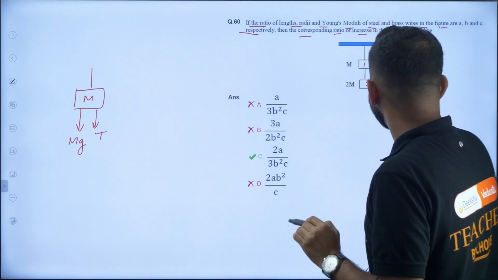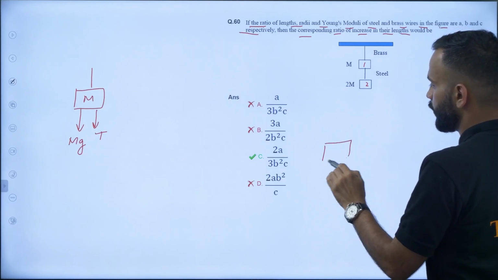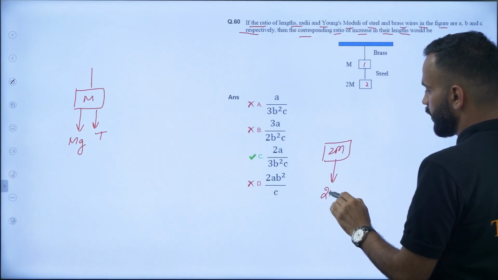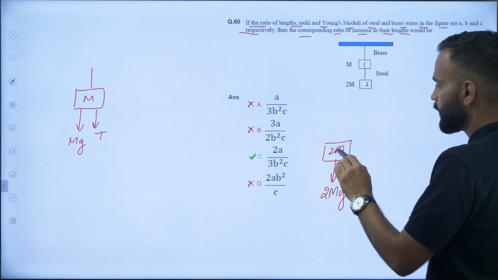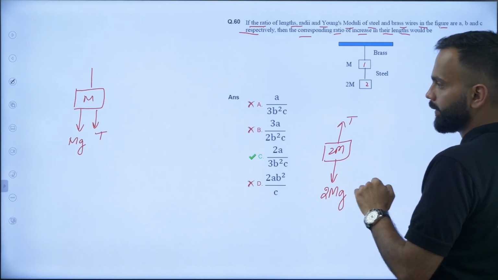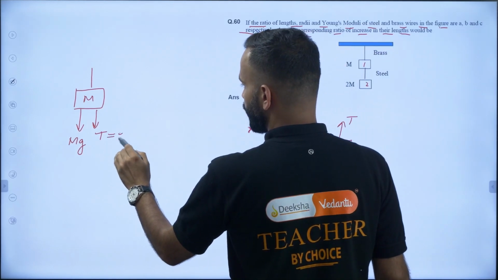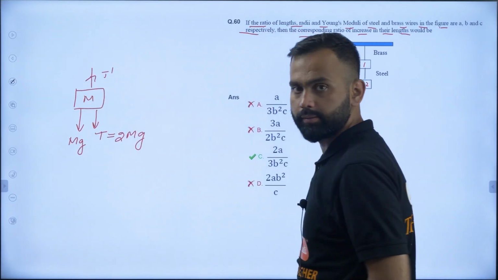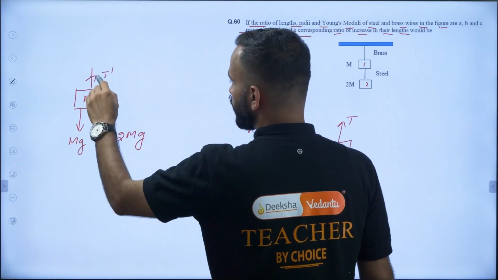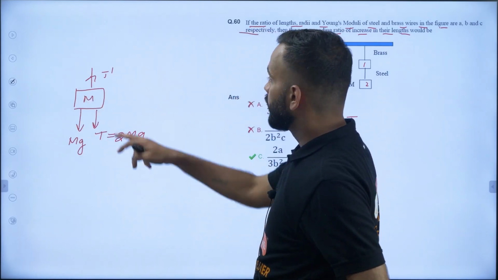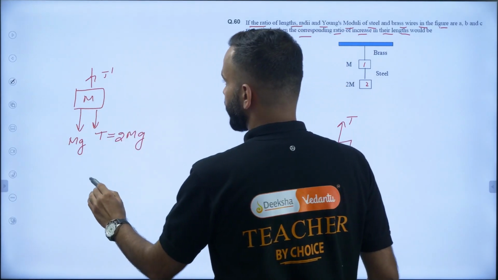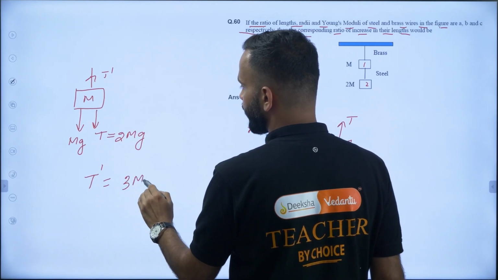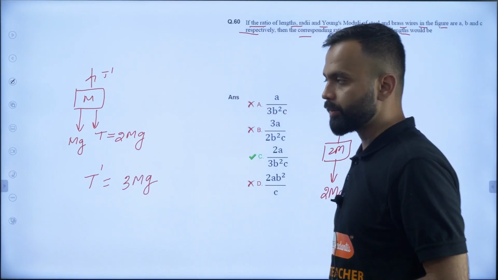For the 2m mass, the force due to gravity is 2mg, and here this is tension T. So T equals 2mg. Now the force acting on this M will be the tension T dash, which is equal to 3mg.